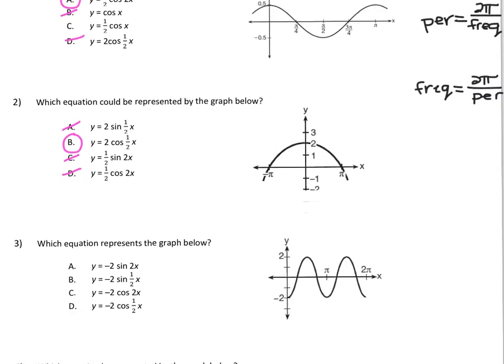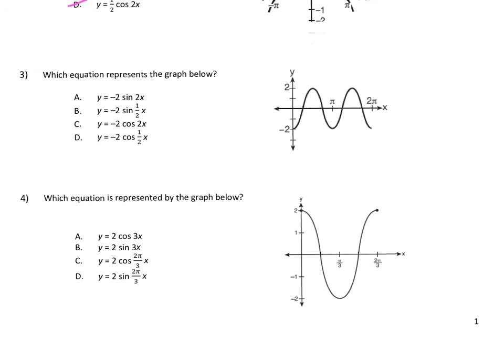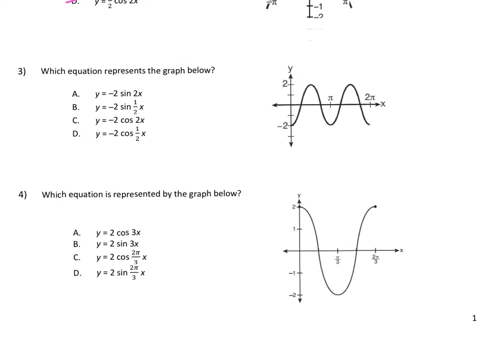Okay, so number 3. Which equation represents the graph below? Okay, so let me first eliminate based on whether it's a sine or a cosine curve. So again, it's not going through the point 0, 0. So it's not sine. So I'm going to eliminate letter A and B. All right, now let's look at the difference with these. They both show that it's a negative cosine curve, which is true because it's starting down low. And it has an amplitude of 2, which is true because the height is 2.